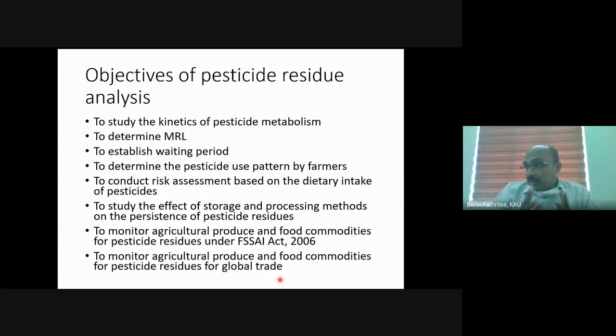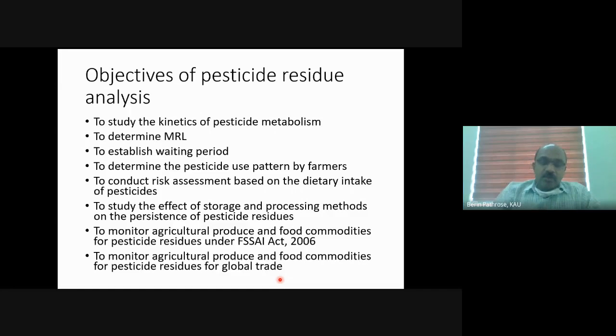In certain labs, we usually don't do it because we are not an accredited lab. Accredited labs can analyze pesticide residues for global trade. That means if an accredited lab gives a certificate that this commodity is free of pesticide residue, it is accepted all over the world. So if that certificate has to be valid, it should be from an accredited lab. Our lab is not accredited, so a certificate from our lab is not considered for global trade. Our certificate usually we give based on the FSSAI Act.